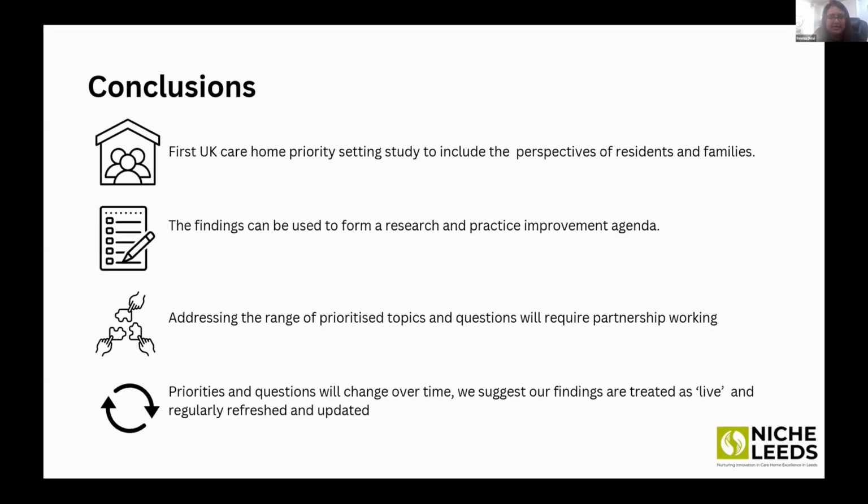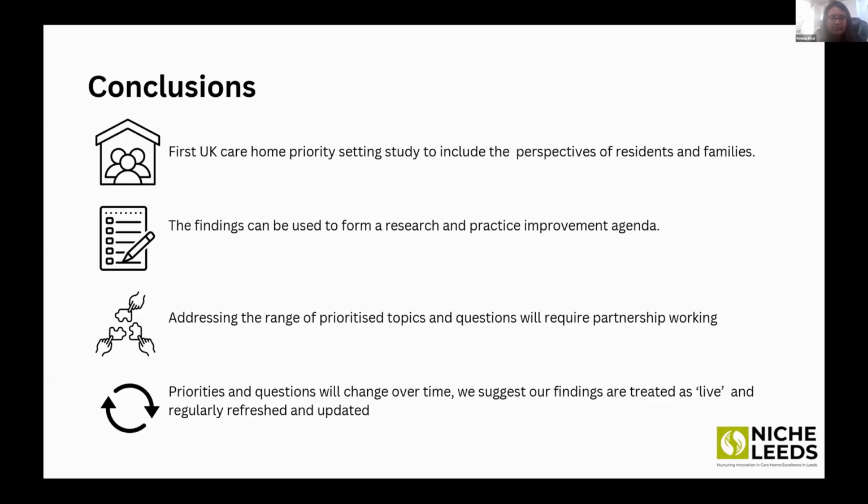So more detail is in our final paper, but just to conclude, so in this study, we set out research and practice priorities, but importantly, these findings represent the perspectives of people living in care homes and the families, and the extent to which residents and families being included in priority setting has been limited to date. So this study helped to address that gap. And the findings can be used to assess where are the gaps and what do we need to be working on to help address these priorities. And there's a really broad range of questions, and it requires really close partnership working to address them.